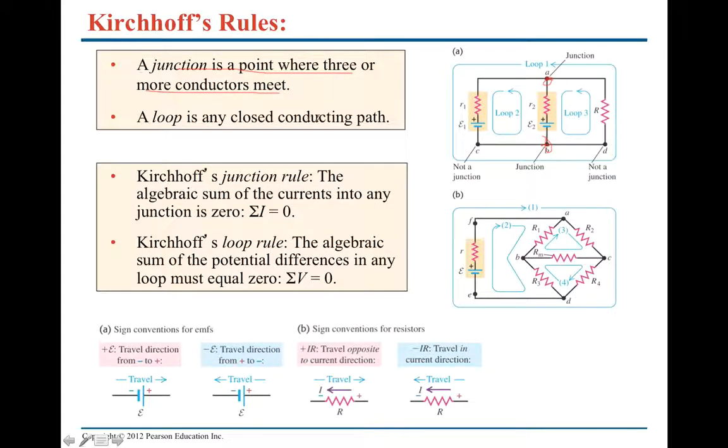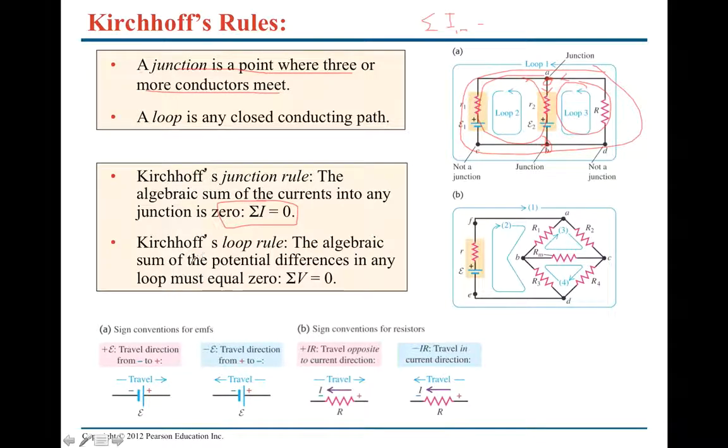And a loop is any closed conducting path. So this is a loop, okay? This is a loop, yeah? And this is a loop. So any closed conducting path, that's a loop, okay? And the first Kirchhoff's rule is that the sum of I's at any junction is equal to 0. So in this case it will be I1 plus I2 is equal to I3. Okay, this is in, and this is out. So these two add because they're in. Another way of writing this is the sum of I's in is equal to the sum of I's out.